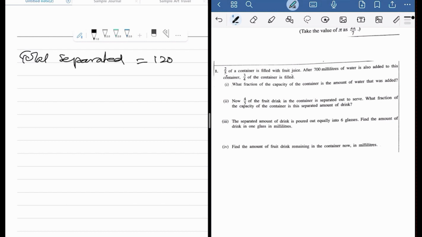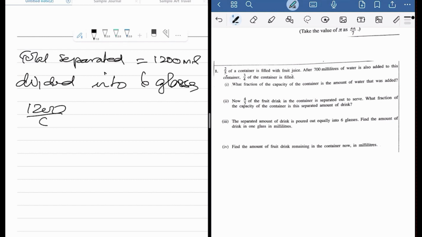Therefore, what we have to do is put them equally in 6 containers. So we have to divide into 6 equal parts. So 1200 divided by 6 will be equal to 200 milliliters. That's the easy question, isn't it? So what is the next question?